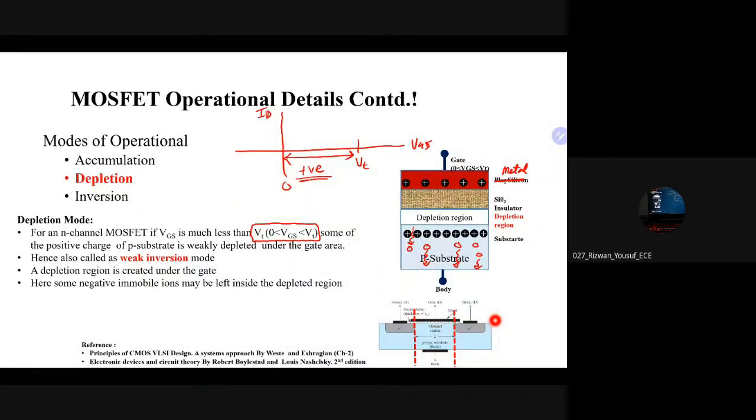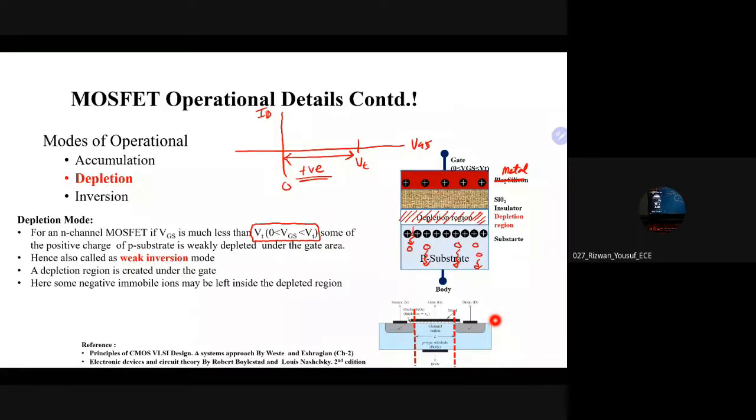In fact, they will be repelled down away from the gate, and because of this there will be some depletion region, smaller depletion region will be created. एक छोटा सा depletion region बन जाएगा, ठीक है, just below the gate, a smaller depletion region will be created. That is why it is known as depletion mode.